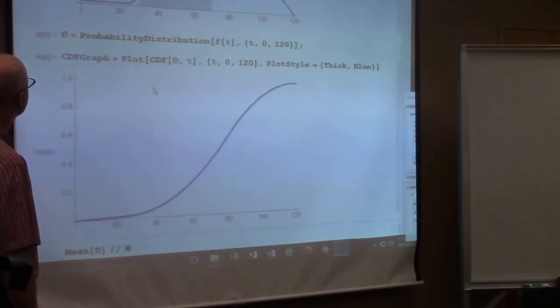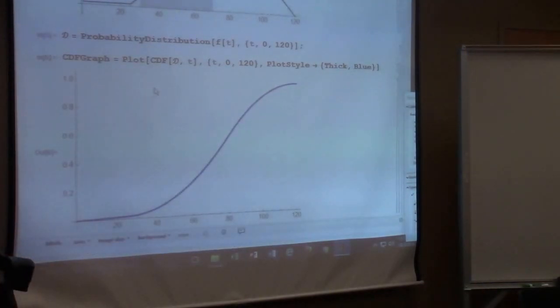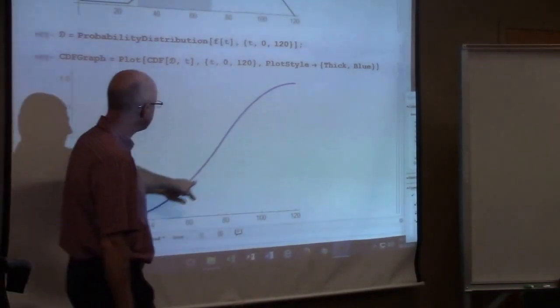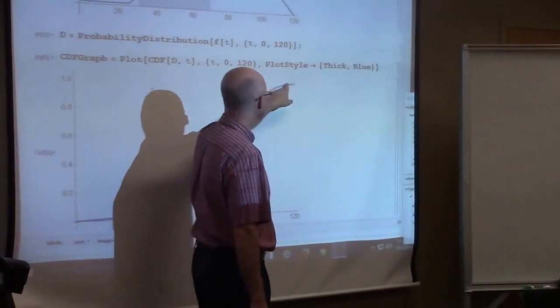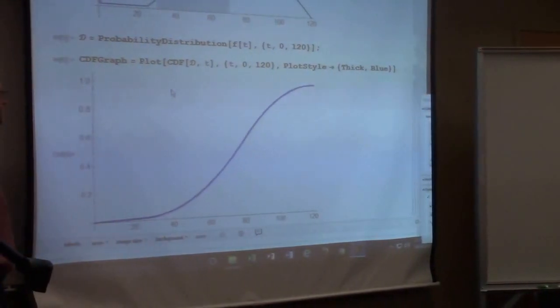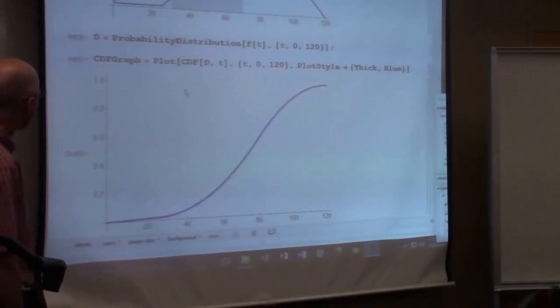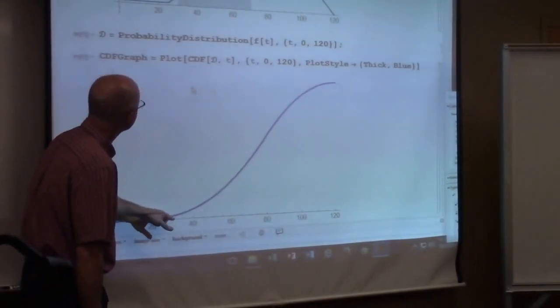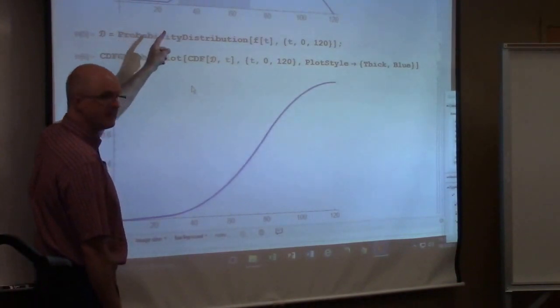This takes a little while to compute because it's doing a lot of calculations. There it is, it goes to the origin, and when you get up to 120, the second coordinate at that point is 1. So that's the CDF in this case. It doesn't look all that remarkable, perhaps. How does it relate to the PDF? Well, the derivative of this is given by the PDF.